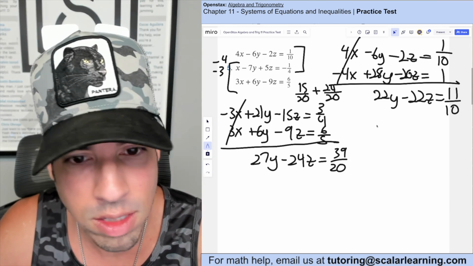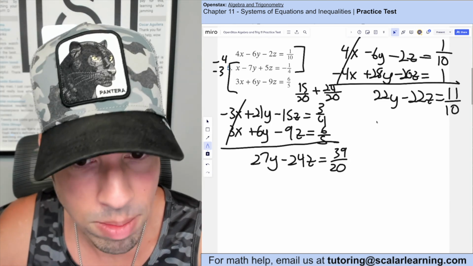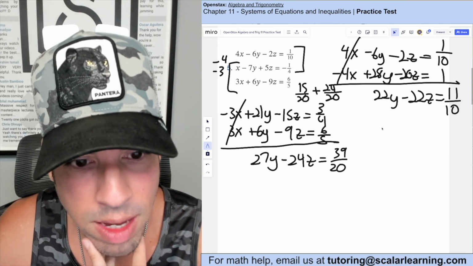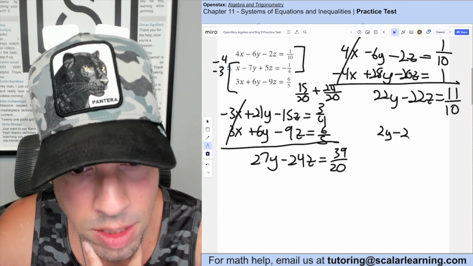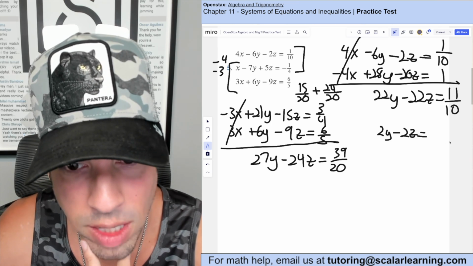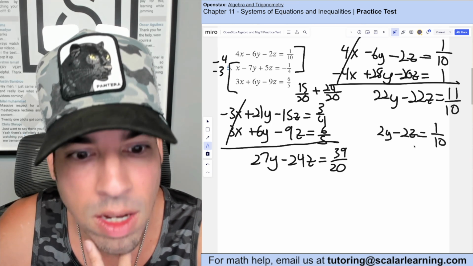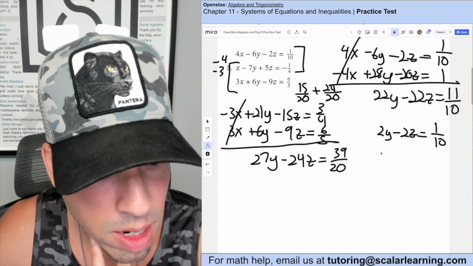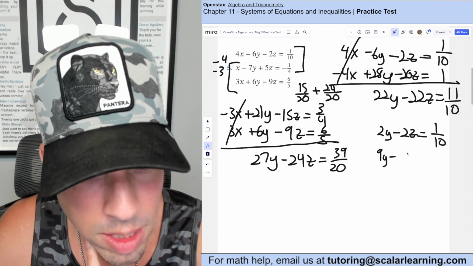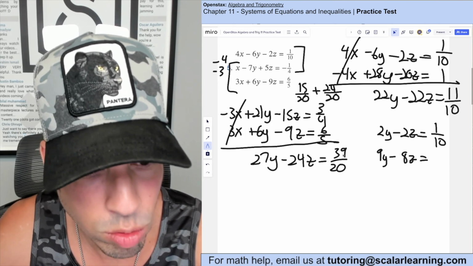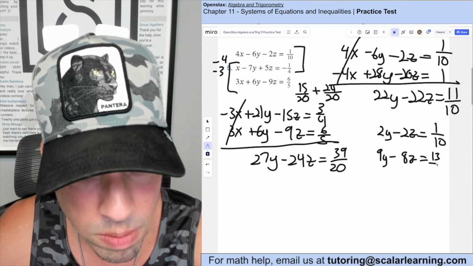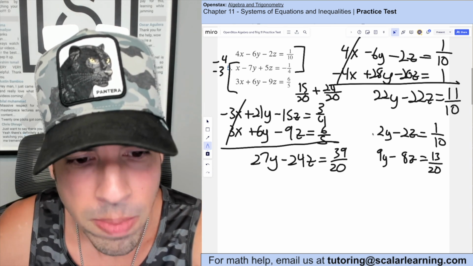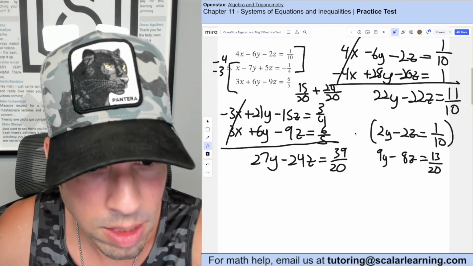And the other thing is, if we're going to continue to use elimination, I'm going to simplify these a bit. So the top one, I'm going to divide everything by 11. So then I got 2y minus 2z is equal to, that divided by 11 is 1/10. And then over here, let's divide everything by 3, right? We've got 9y minus 8z is equal to 39 divided by 3 is 13/20. Okay, much easier.